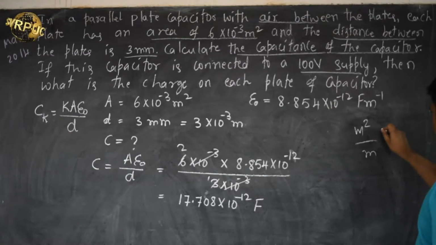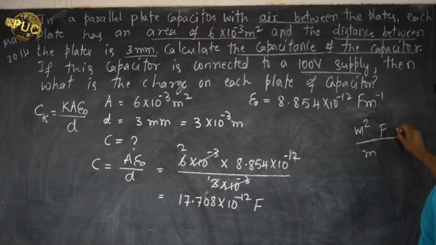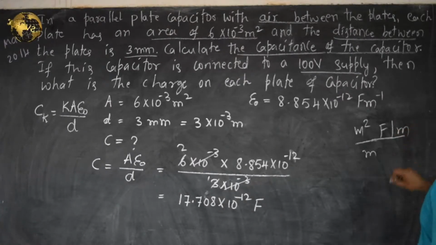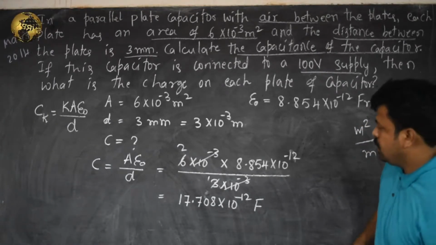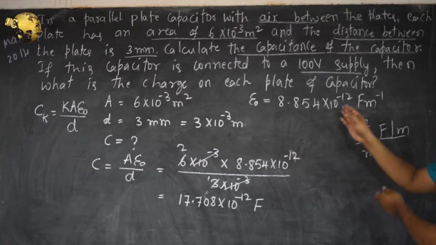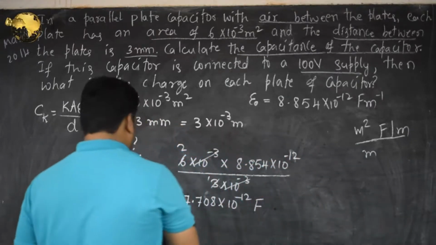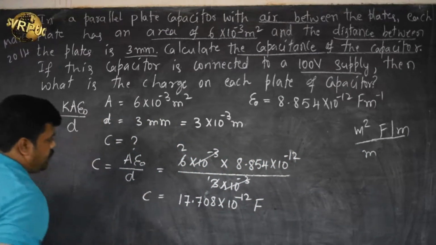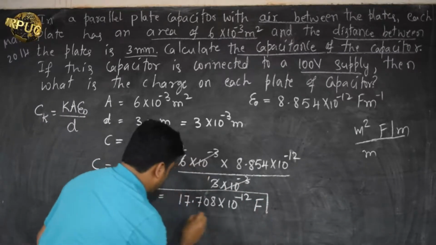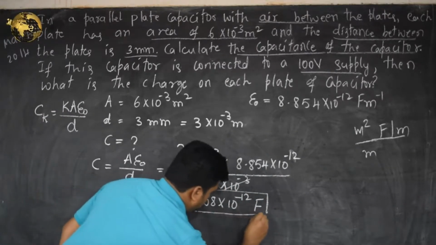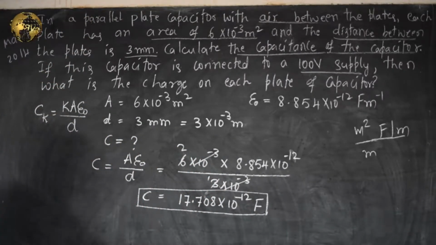Meter square meter farad. If it becomes per meter only, so it is going to be farad per meter. In this way you can also find out the SI unit of capacitance. So we get the capacitance, C is equal to 17.708 into 10 to the power minus 12. Okay, this is the first part of the numerical.